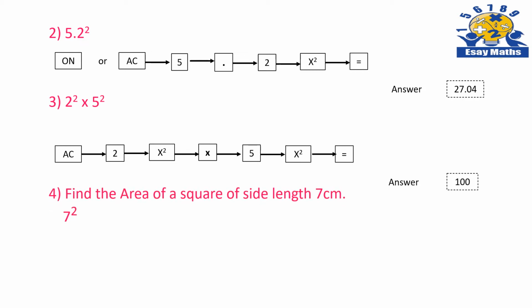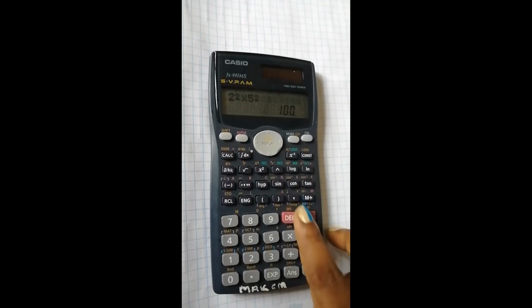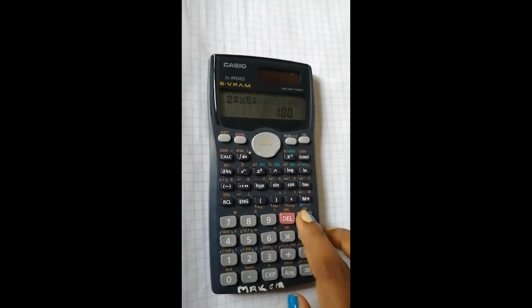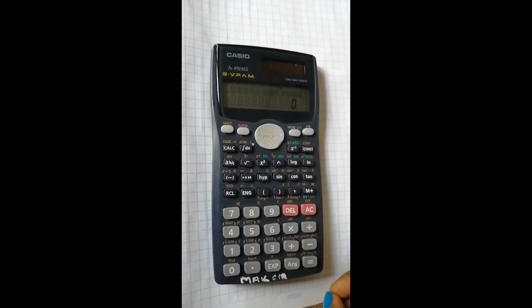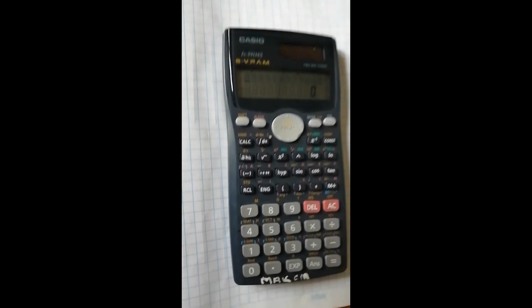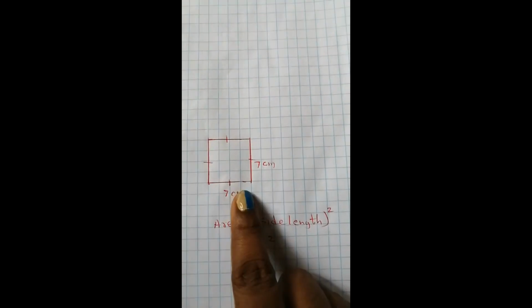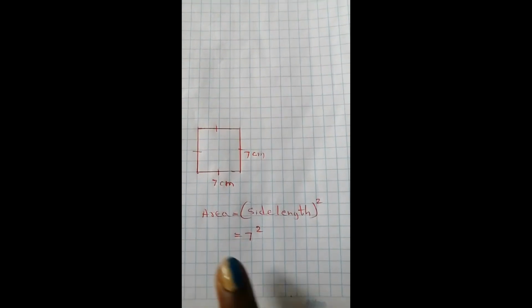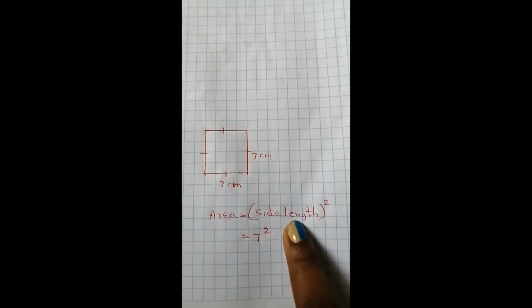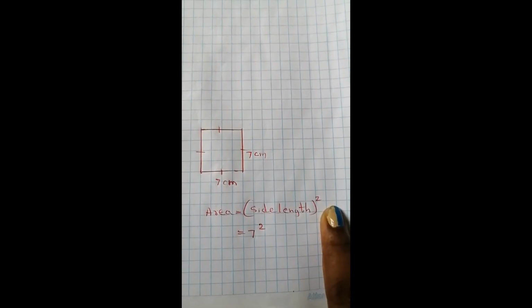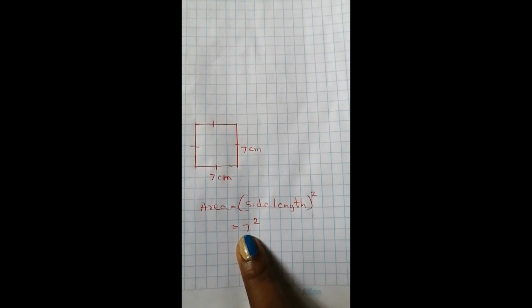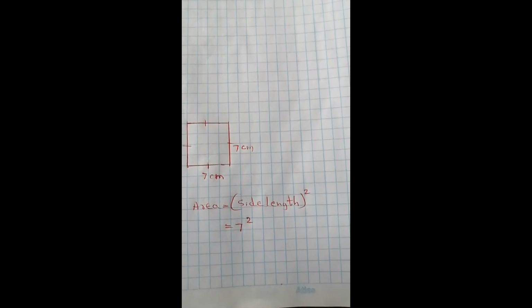Fourth example, find the area of a square of side length 7 centimeters. At first we should clear the calculator. Then you should press the AC button. Then we have to find the area of a square of side length 7 centimeters. Area is equal to side length squared. Therefore you have to find the value of 7 squared.